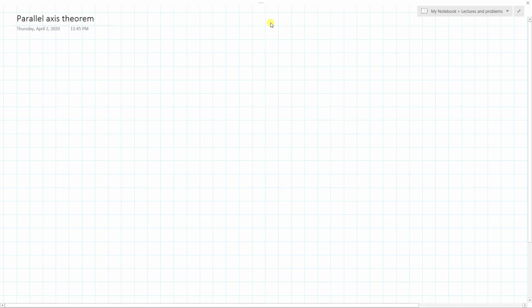Okay, so the parallel axis theorem is a very useful theorem once you know the rotational inertias of a few basic shapes, such as a rod or maybe a ring, a disc, a sphere. But those were values all through their individual respective centers of mass.